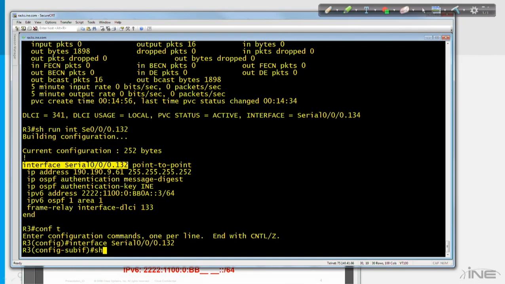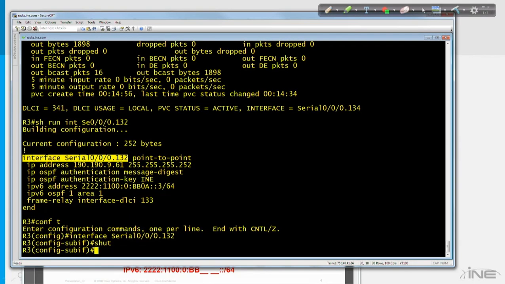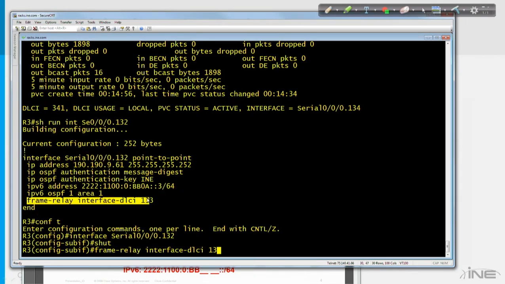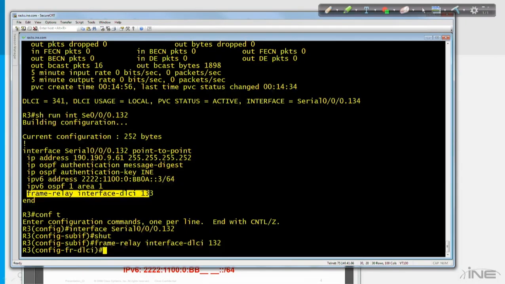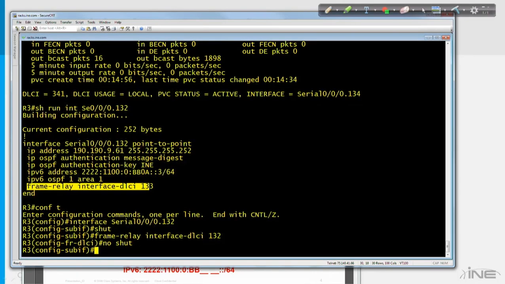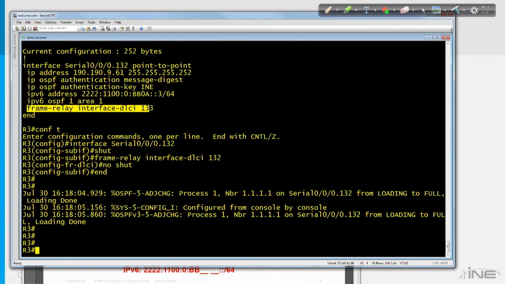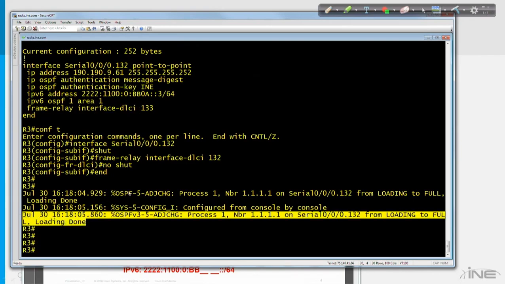Okay, let's shut it down temporarily. Put in Delcy 132, no shut. And there we go, look at that. Within just a couple of seconds, my OSPF neighbor relationship came up on that interface.